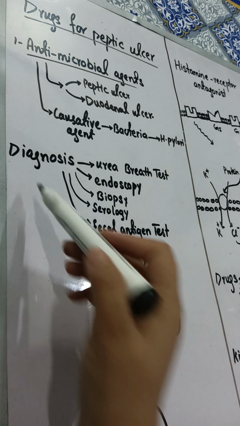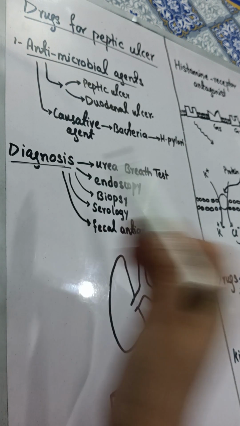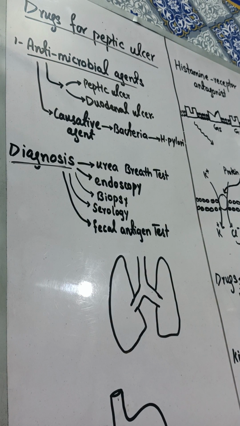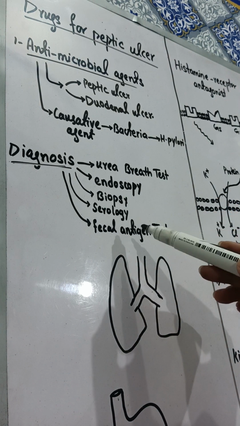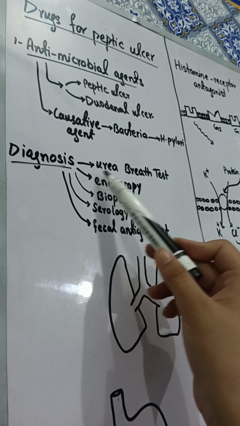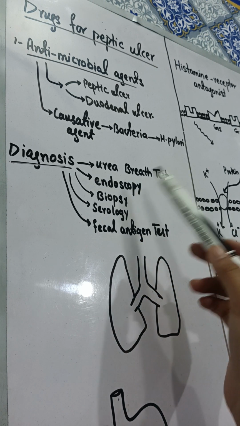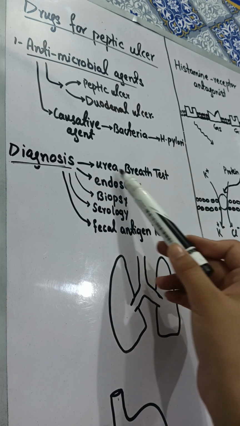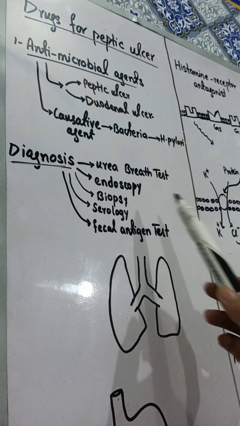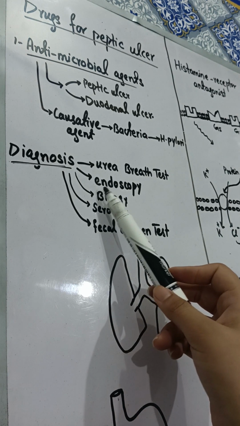Now let's discuss how to diagnose that your ulcer is due to a microbe. Let's suppose we don't know the reason why a particular patient has ulcer, so we have to find out whether it is due to a microbe. In order to do this, we will perform these kinds of tests. The first test is the urea breath test, which is very important. I will explain it here, so just wait for a second. Then the second test is endoscopy.